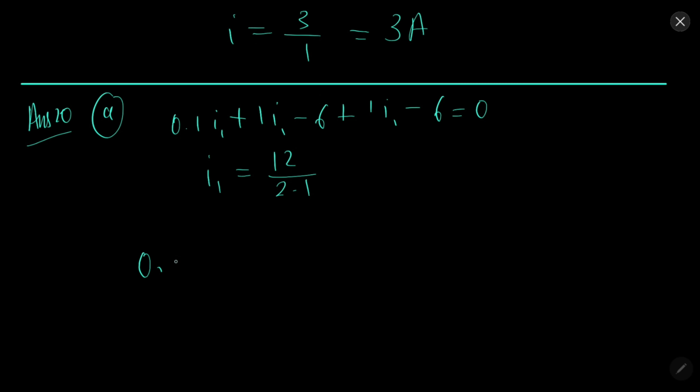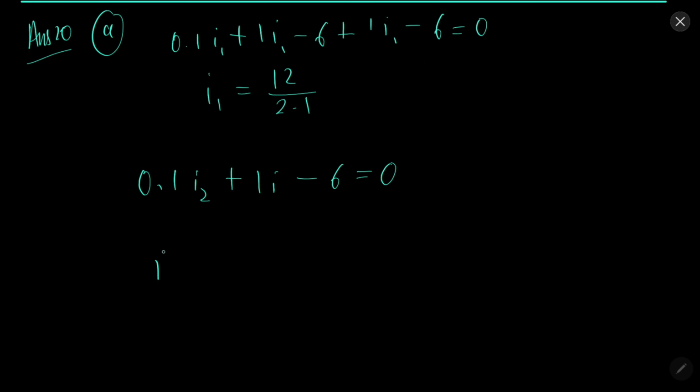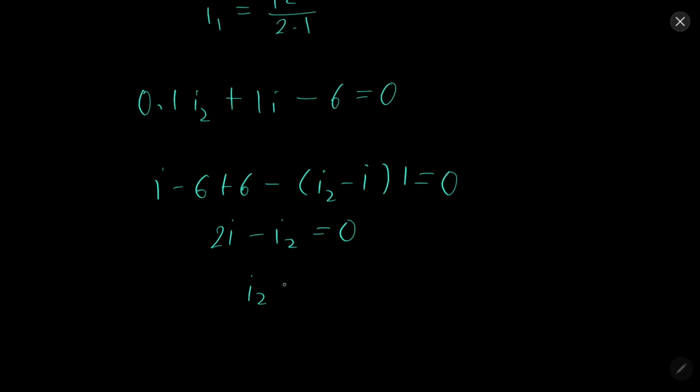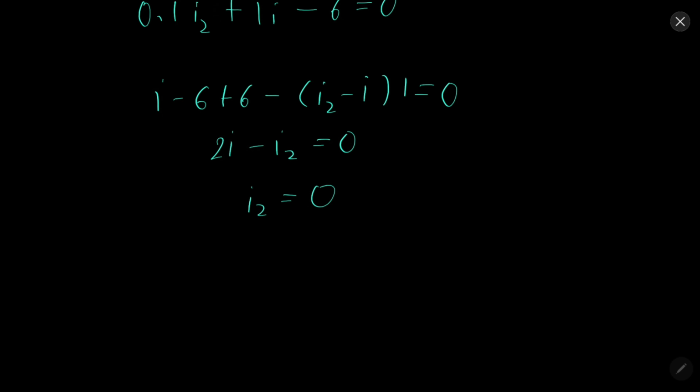And another one will be 0.1 I2 plus 1 I minus 6 equal to 0. And another one will be I minus 6 plus 6 minus I2 minus I1 equal to 0. I2 plus I equal to 0, or 2I minus I2 equal to 0. So I2 will come out to be 0.